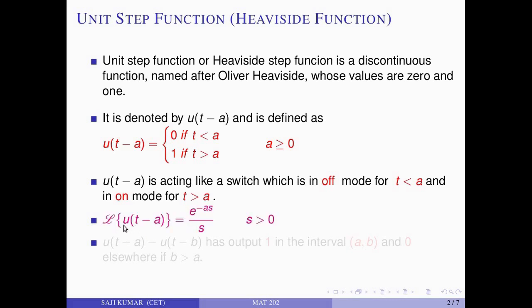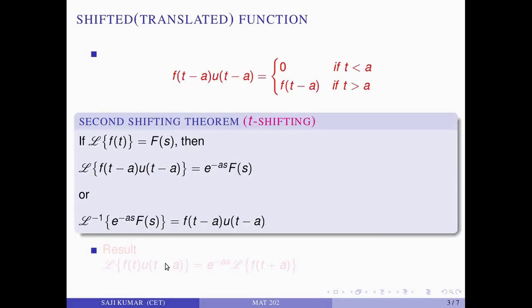The Laplace transform of the unit step function: L of u(t minus a) equal to e raised to minus as by s, where s greater than 0. The difference of two unit step functions, u(t minus a) minus u(t minus b), has output 1 in the interval (a, b) and 0 elsewhere, if b greater than a. Shifted function or translated function: f(t minus a) into u(t minus a) equal to 0 if t less than a, and f(t minus a) if t greater than a.